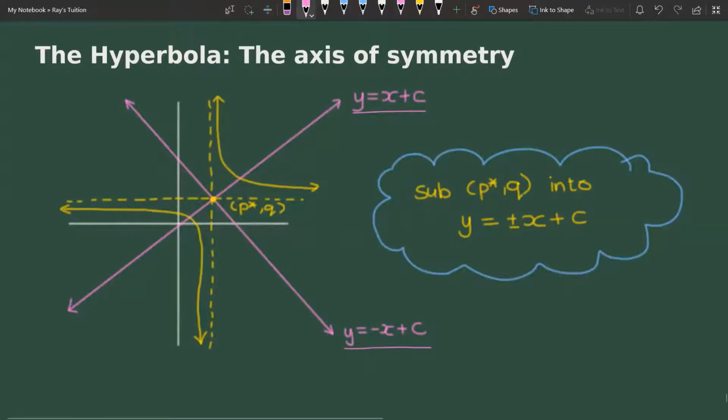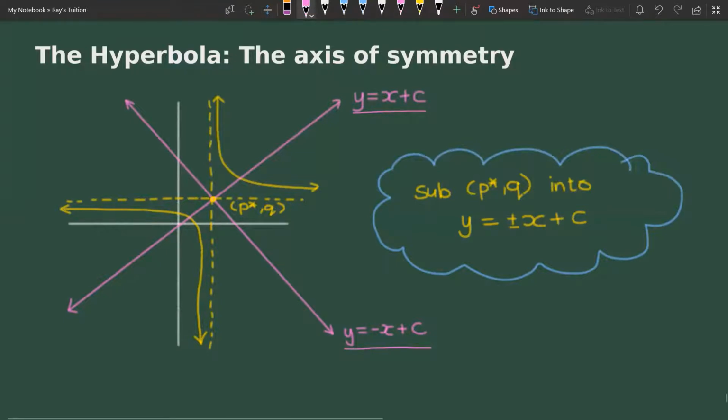Having a look at the positive one, if you can imagine folding the hyperbola, it would fold exactly on each other there. So it's dividing it in half in that direction. Also note that the axis of symmetry goes through the intersection of our asymptotes. So P star and Q is where our asymptotes meet, and our axis of symmetry goes through that point. For the negative one, again, we can see it divides our graph in half along this axis. So that is the axis of symmetry, and it is very important to note that the hyperbola has two.